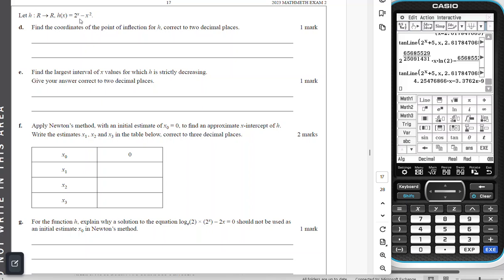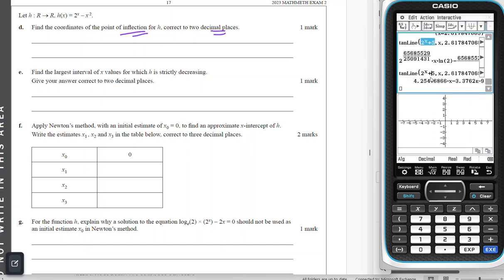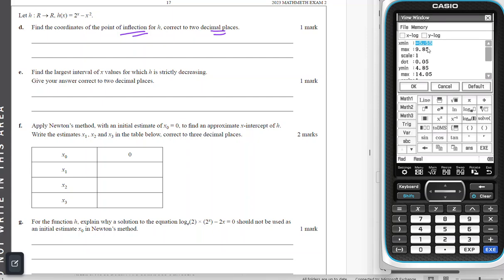So now we have 2 to the x minus x squared still. Find the coordinates of the point of inflection. So the point of inflection, I've got two ways, it's to two decimal places. One way is to graph it, because it's two decimal places, edit, clear all, okay. And I'll put this down here. Oh, it's up there. And I might want to make the y value go up a bit higher.